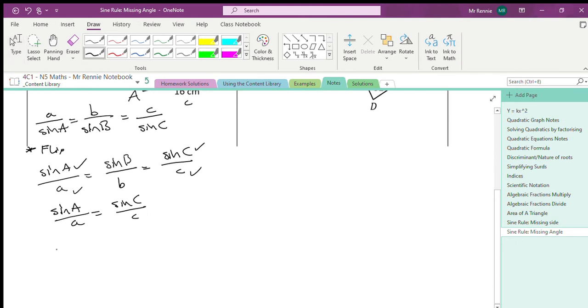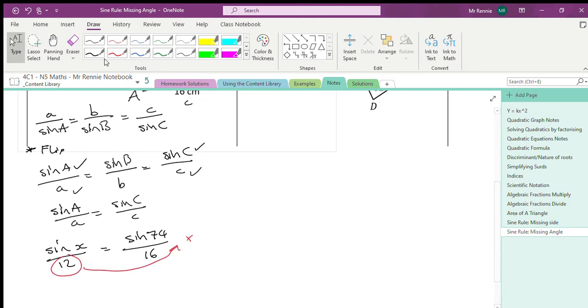Going forward, I'm now going to put in my data. Again, you can scroll up, or hopefully you have your notes in front of you to see the numbers here. So sine of A, well A was x, so that's sine of x over length a, which was 12, equals sine of C, which was 74, divided by c, which was length 16. I want to work out what sine of x is, therefore I need to get rid of this 12, and just like the last lesson, it's going to come over to this side and we're going to multiply.